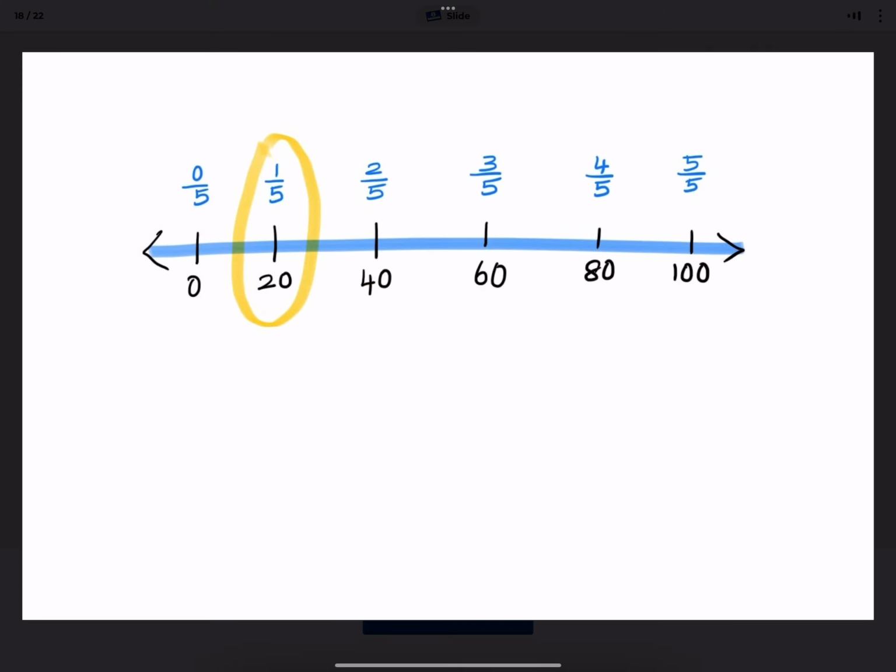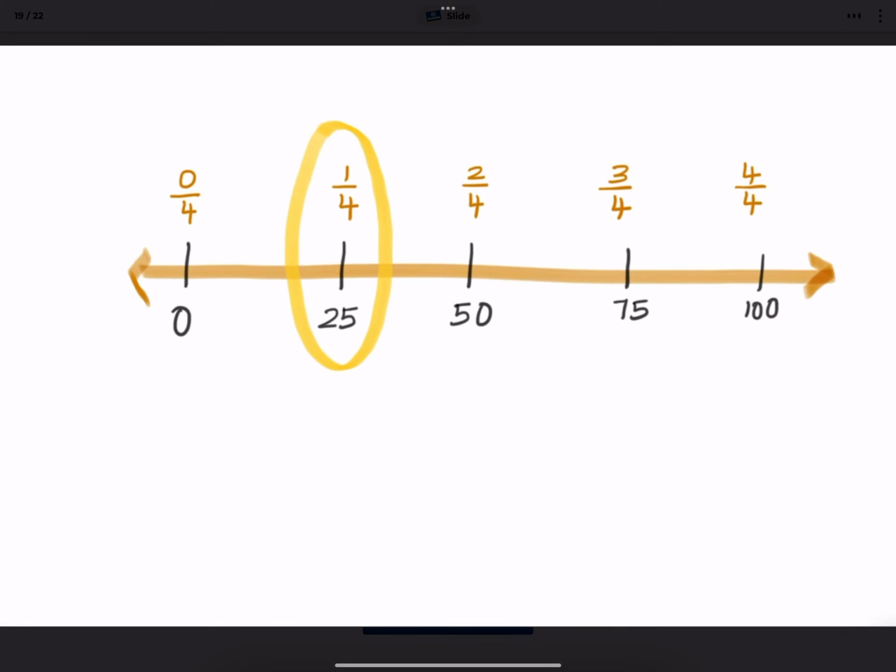What is 1/5 of 100? 1/5 of 100 is 20. What is 1/4 of 100? 1/4 of 100 is 25.